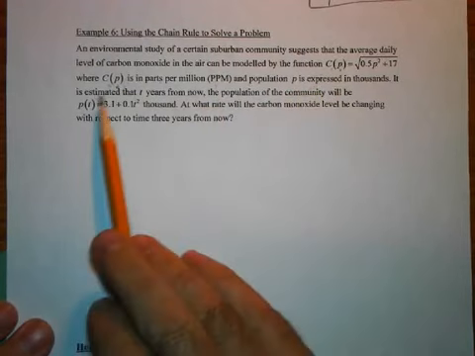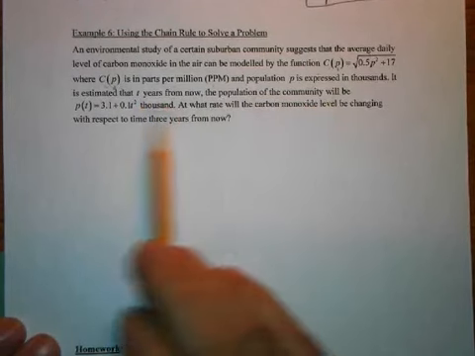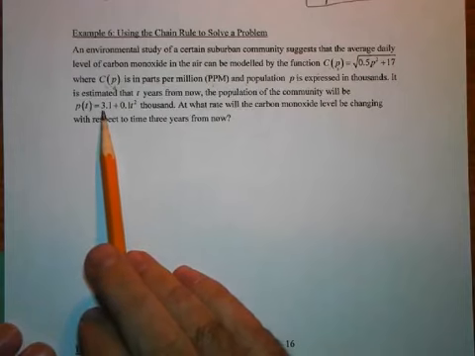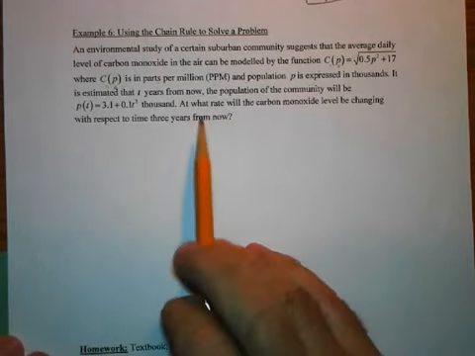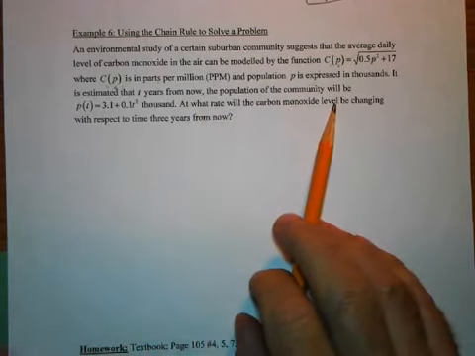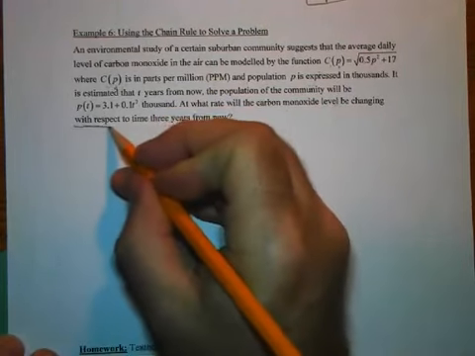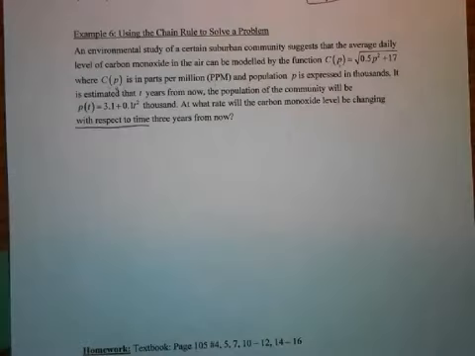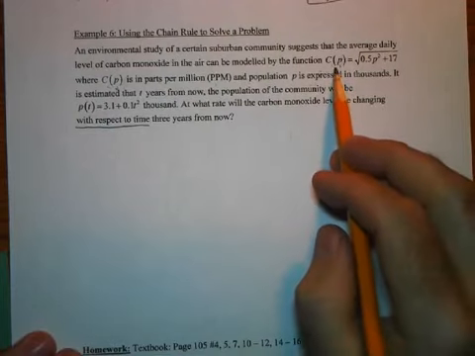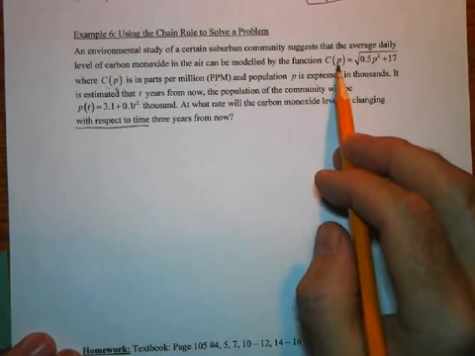It's estimated that T years from now, the population of the community will be P of T equals 3.1 plus 0.1 T squared, in thousands of people. And now it's asking, at what rate will the carbon monoxide level be changing with respect to time? Now this is important because we're wanting the rate of change of carbon monoxide with respect to time. And if you look at the carbon monoxide equation, it's not being measured using time as the input. It's being measured with population as the input.